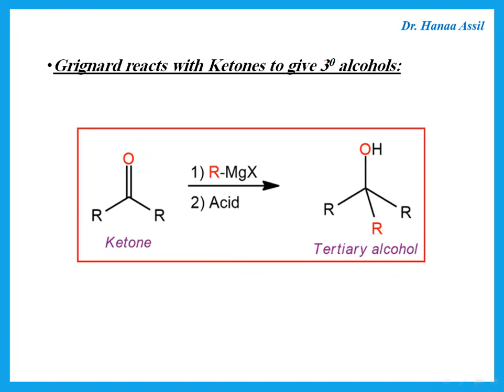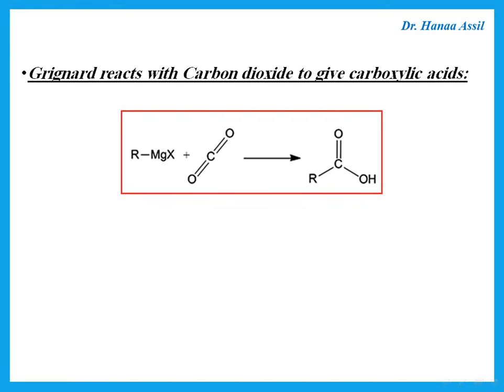Are we following? Okay. What if I react it with something like carbon dioxide? If I react Grignard reagent with carbon dioxide, what we get is carboxylic acid. So in order to prepare a carboxylic acid, I need to react the Grignard reagent with carbon dioxide.